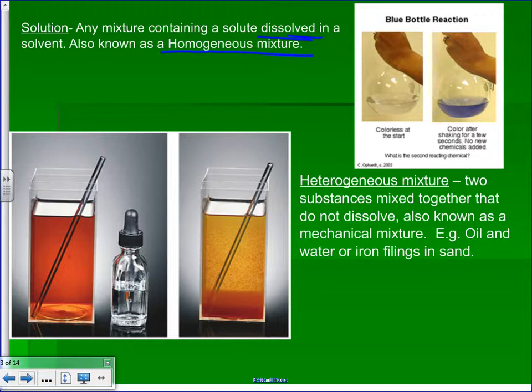Or I could heat it up until all the water boiled off, and then I'd be left with the oil. That wouldn't be a really good way to do it because you'd probably burn the oil all over the place. But those are ways you can always separate a mechanical mixture, based on the physical properties of the two things involved. They've got something that's different.